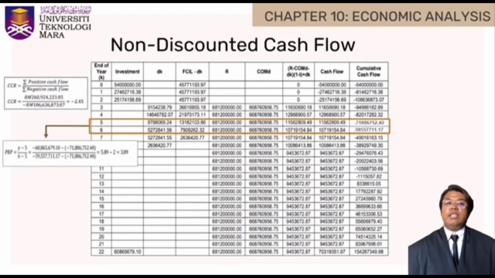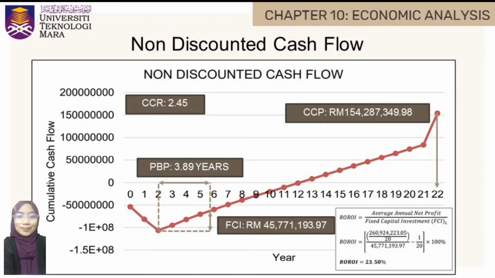Okay, for the depreciation values as in the table, the straight line and double declining methods are compared, and from the results, it can be concluded that the double declining method shows better depreciation. So the revenue for this plant is contributed by the sales of 1,3-butadiene with the target of 131,000 metric tons production annually, with a revenue of 681,200,000 ringgit Malaysia. After calculating the cost of manufacturing that considers the fixed capital investment, the cost of manufacturing without depreciation is found at 668,760,956 ringgit and 75 cents.